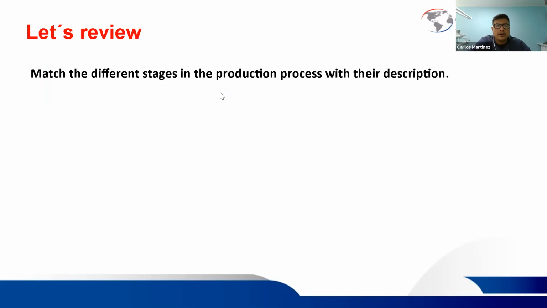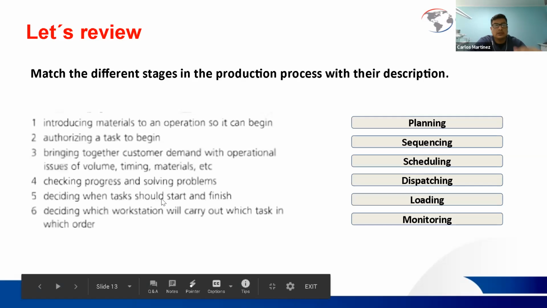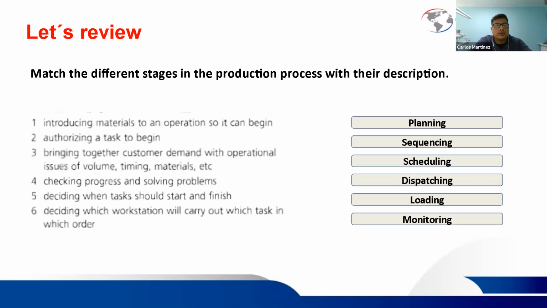So let's go on to our final part where we review. Remember that we mentioned some stages. I would like for you to match the different stages. For example, introducing materials to an operation, authorizing a task to begin, bringing together customer demand, checking progress and solving problems, deciding when tasks should start and finish, and deciding which workstation will carry out which task. And these are the different stages: planning, sequencing, scheduling, dispatching, loading, monitoring. Now, let's see. Planning. Which step is planning? 1, 2, 3, 4, 5, or 6? Is it introducing materials? Is it authorizing a task to begin?